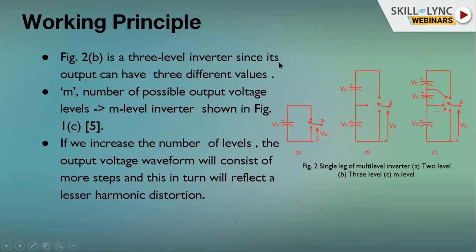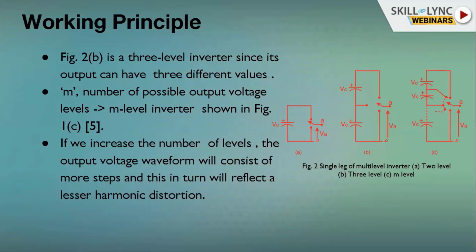Figure 2B is a 3-level inverter, since its output can have 3 different values. You can go further to an N number, or M number, of possible output voltage levels. That will be figure C. The purpose of going to a higher level is that if we increase the number of levels, the output voltage waveform will consist of more steps. This in turn will reflect lesser harmonic distortion. Why you want to do this is because you want a more sinusoidal waveform at the output, be it voltage or current.